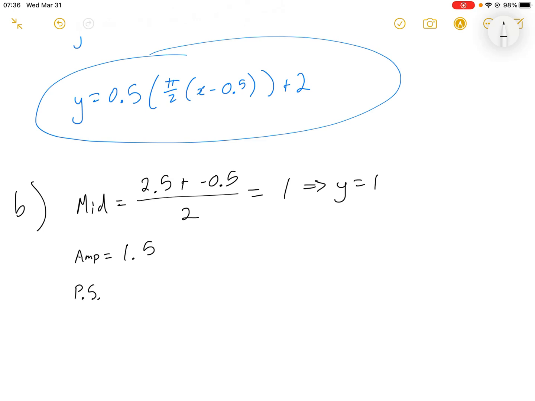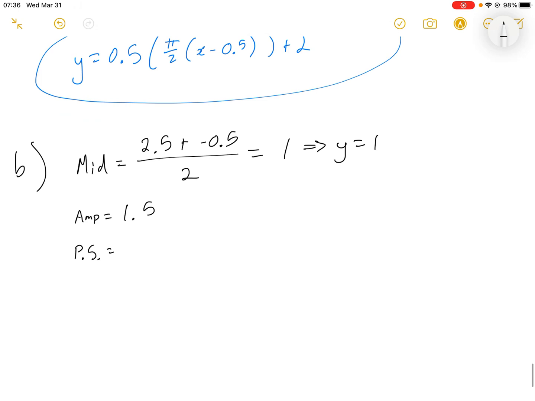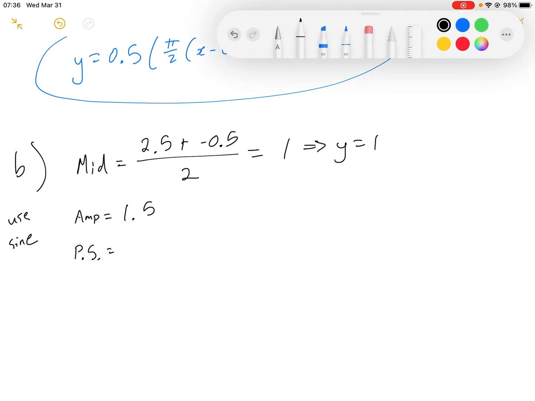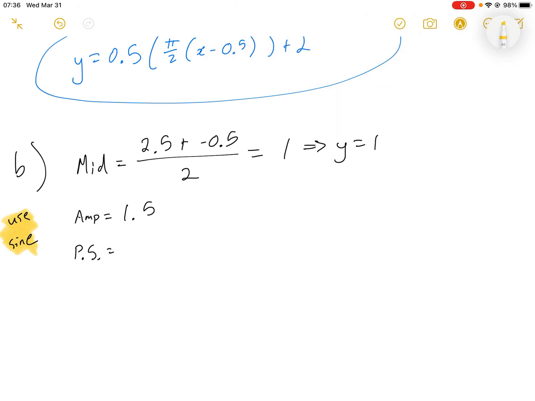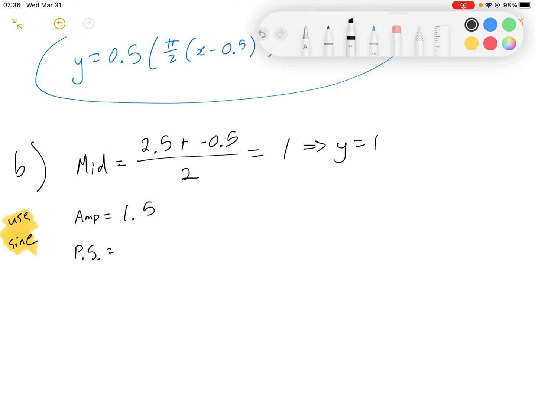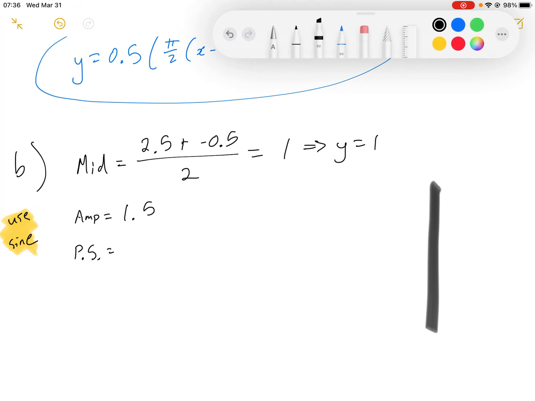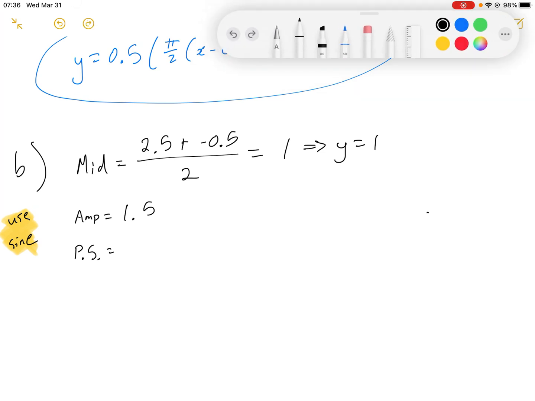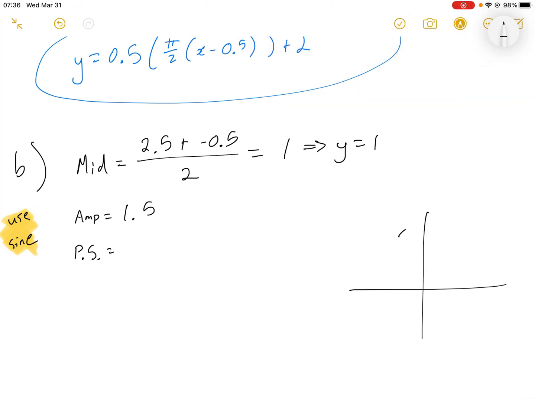The phase shift. Now this is where it matters if you're using sine or cosine. So let's say that I'm going to use sine, which means now what I'm doing is looking for a midpoint rather than the maximum. So if we take a look at our graph, it sort of starts up here, comes back down, and continues that way. The midline is at 1.